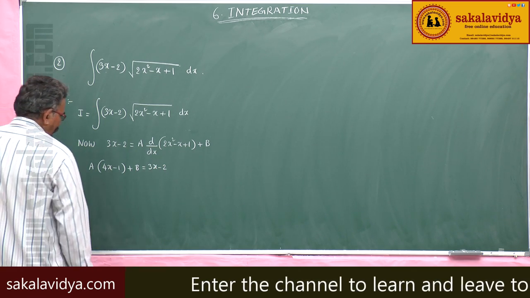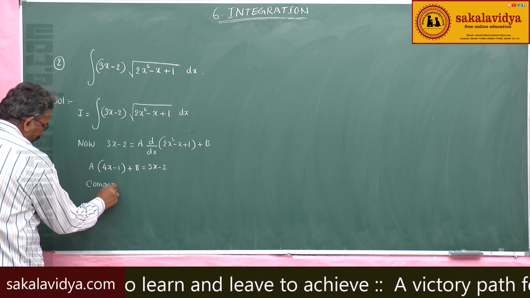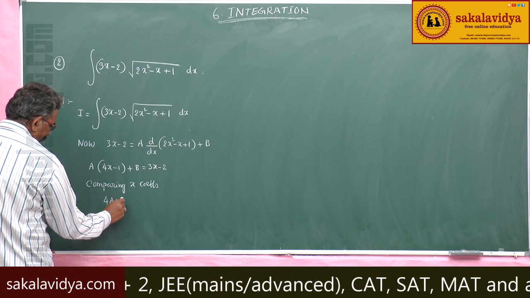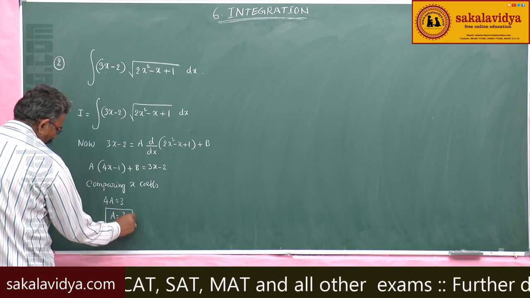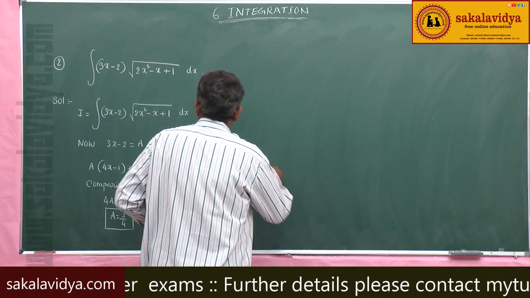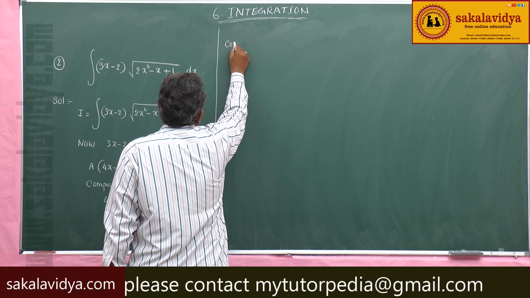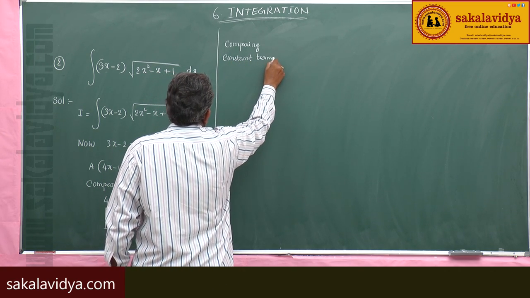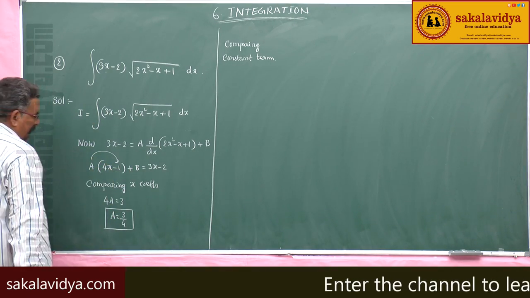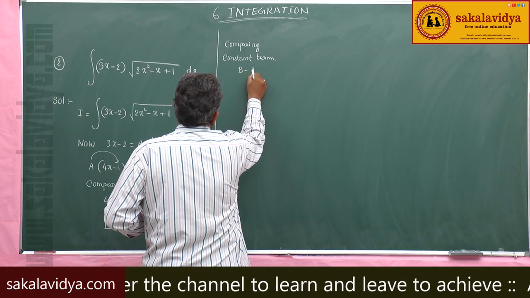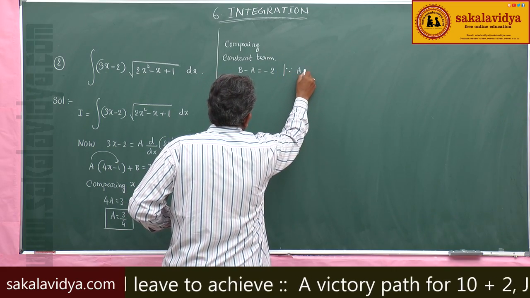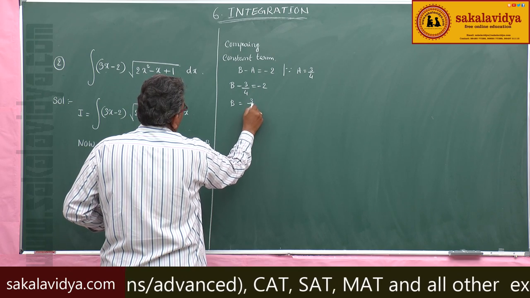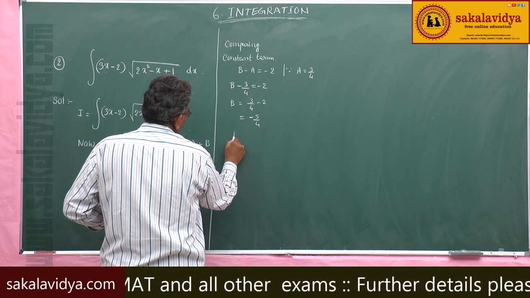Let us check carefully. Now, comparing x coefficients, for a here 3. So, a equals 3 by 4. Now, comparing constant terms, here a into minus 1 and b. So, that means b minus a equals minus 2. Here a value is 3 by 4. Now, b minus 3 by 4 equals minus 2. b equals 3 by 4 minus 2. So, minus 5 by 4. So, b is minus 5 by 4.